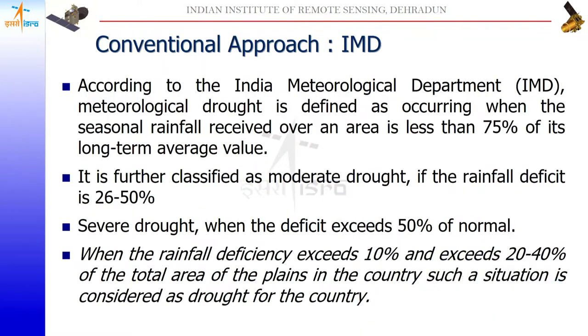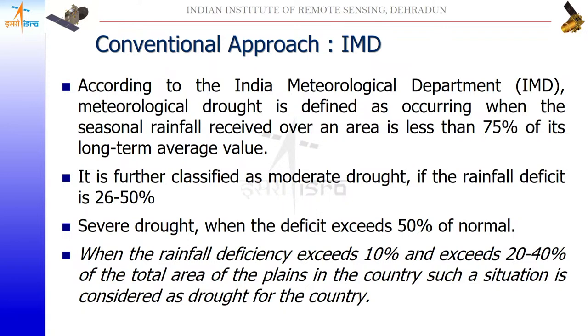Now come to the part of the conventional approach. The IMD, the India Meteorological Department, defines the meteorological drought. What is the meteorological drought? As we already discussed, it is an area which receives less than 75% of its long-term average value. So IMD defines, based on the rainfall for the particular area, whether the area is classified as mild drought, moderate drought, or severe drought.